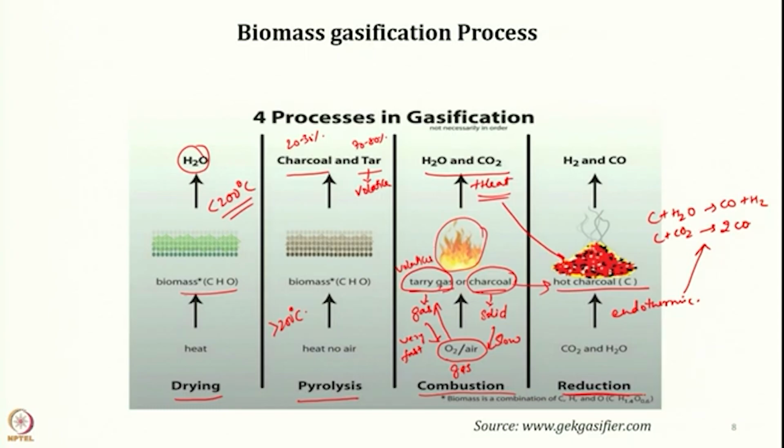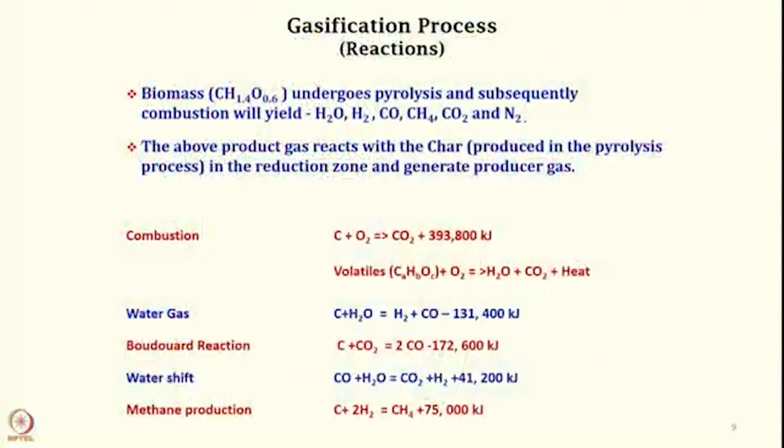So, both the reactions are endothermic in nature, but this hot environment that has been created by the combustion of the volatiles sustains this reaction with the charcoal, which now does not have any access to oxygen, but it has access to CO2 and H2O, and it is happy to react, and then it releases our H2 and CO as the product. So, that is the overall process of biomass gasification.